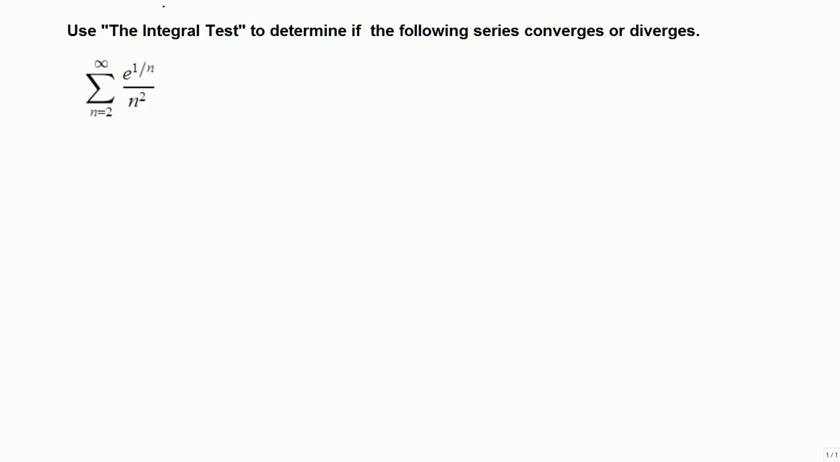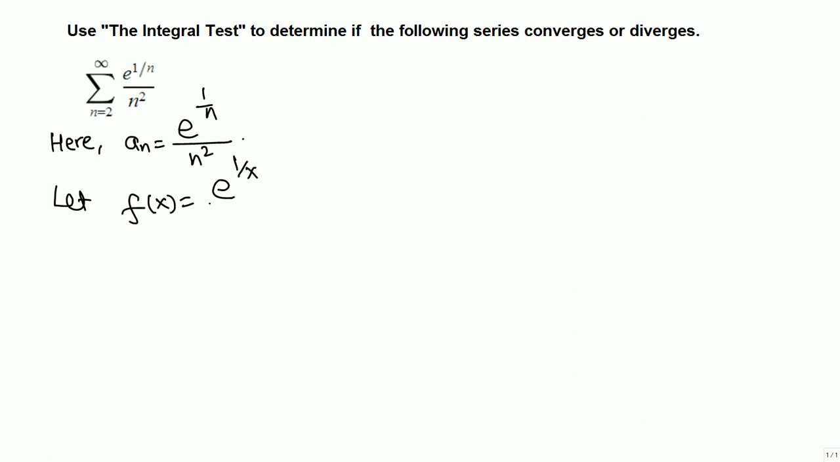In this question, we use the integral test to determine if it converges or diverges. Okay, so the generic term here, a_n, is e raised to 1 over n, everything divided by n squared. To use the integral test, we let the function be this, just replace n by x, so f(x) is e raised to 1 over x divided by x squared.